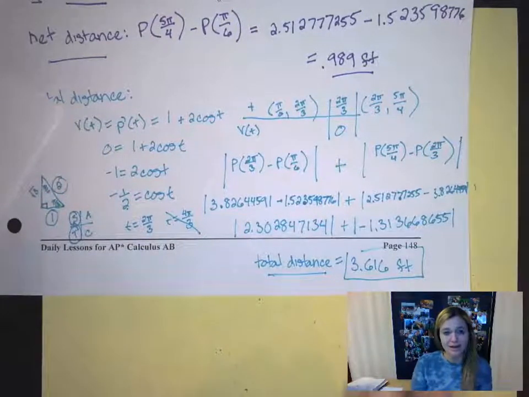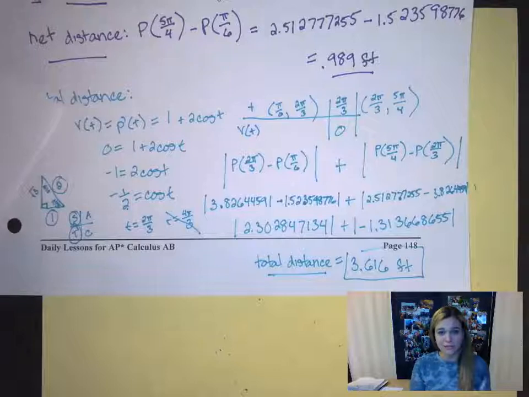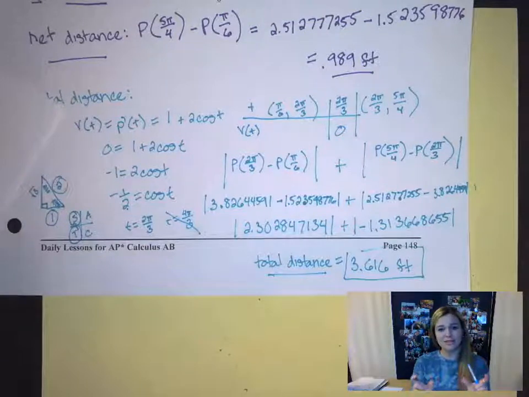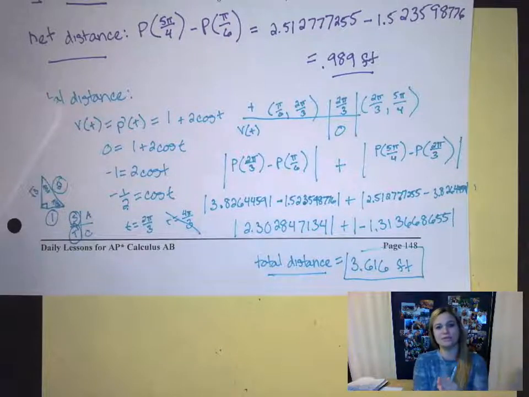Make sure that you understand net distance is just the final position minus the initial. For total distance, you have to set the velocity equal to 0 and then find those intervals. So pretty much you're finding the net distance of those little intervals and then taking the absolute value of those distances, adding them together to find total distance.